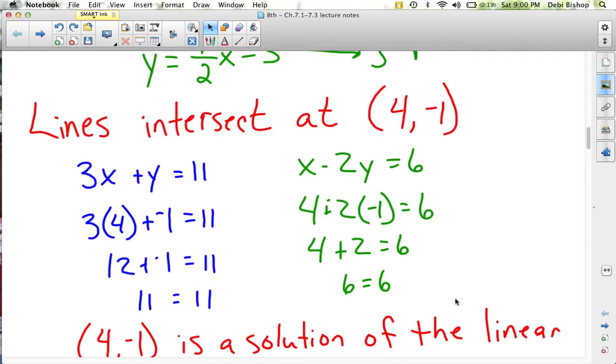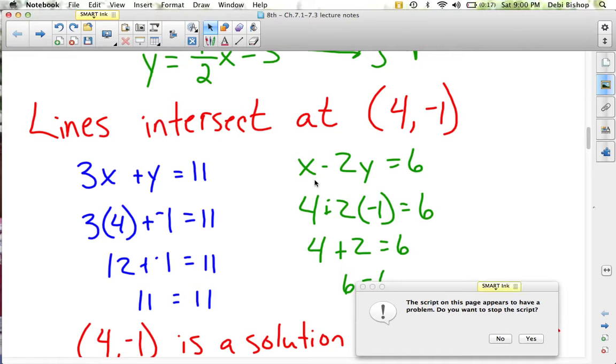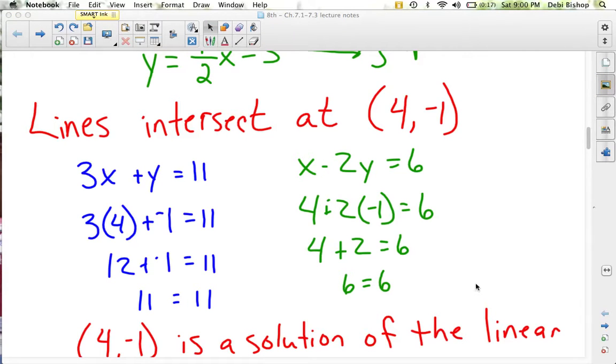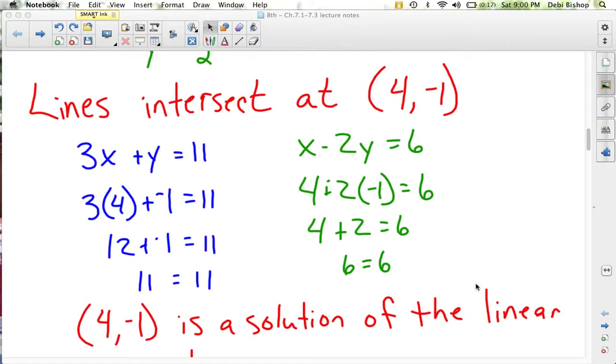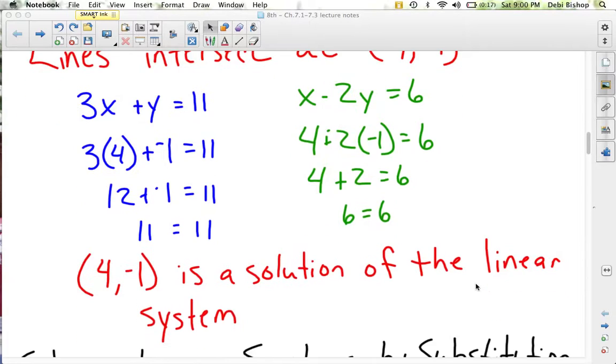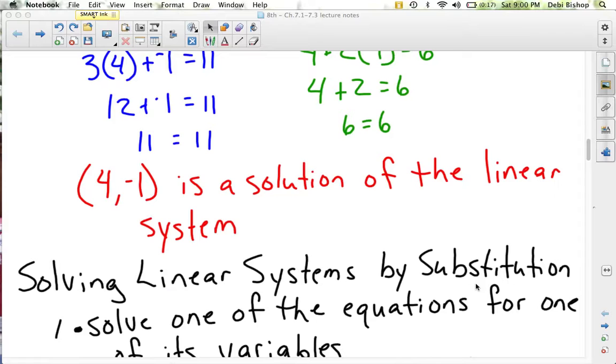So if you go through, I have 3x plus y equals 11. Substitute in 4 for x, negative 1 for y, and you can see that 11 equals 11. That is a true statement. Same thing for x minus 2y equals 6. You plug in 4 for x and negative 1 for y. And you get 6 equals 6. So since these are both true statements, you know that 4, negative 1 is the solution of the linear system. So that's one way of doing it.